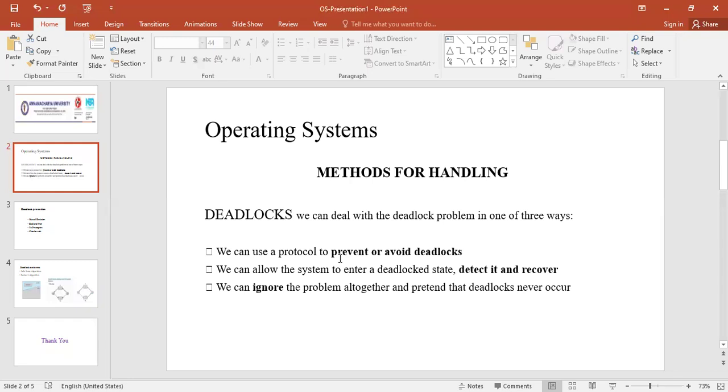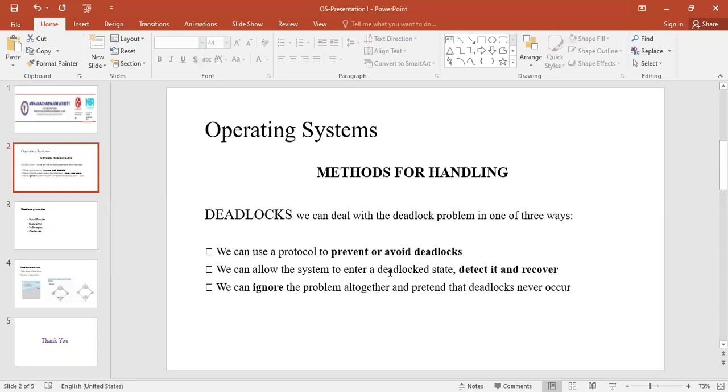So to not enter into the deadlock condition, we mainly work with these methods: either preventing or avoiding deadlocks, and otherwise, once the system has entered the deadlock, it will detect and recover. Rarely the third method comes in, where we ignore the problem altogether and pretend deadlocks never occur in the system.